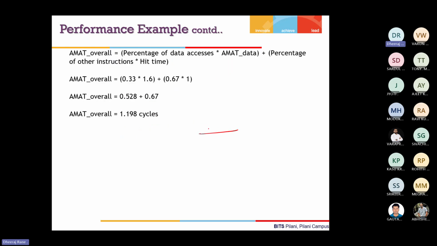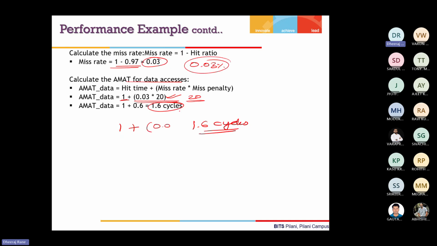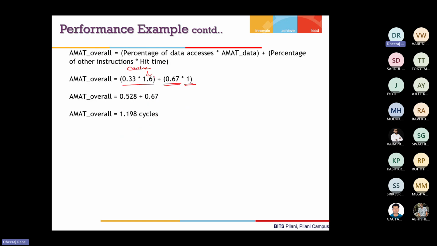Now, why is it being given for data? Because for the rest of the instructions, it will be 1, since that is not a cache data access. So that way we can calculate the average memory access time overall. Overall it is going to be 1.2 cycles instead of the 1 cycle, right? So that is the overhead.